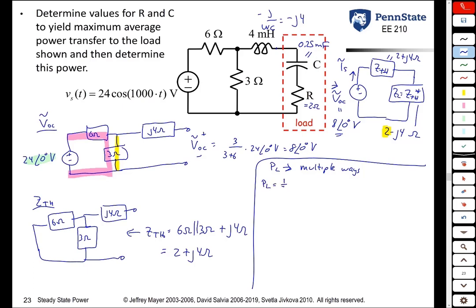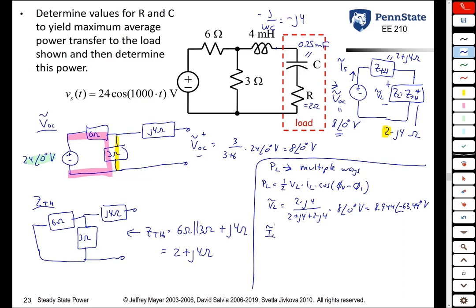by the load is what? 1/2 times the magnitude of the voltage across the load times the magnitude of the current through the load times the cosine of the difference between their angles. So what's VL? VL from voltage division is what? 2 minus j4 over 2 plus j4 plus 2 minus j4 times 8 at an angle of 0 volts, or 8.944 at an angle of minus 63.44 degrees.